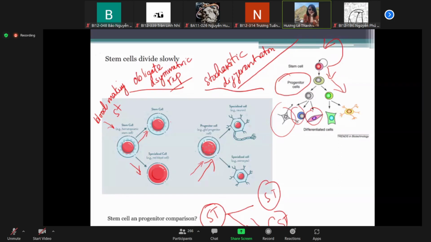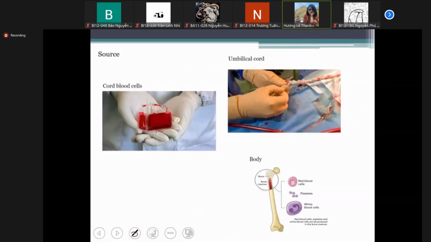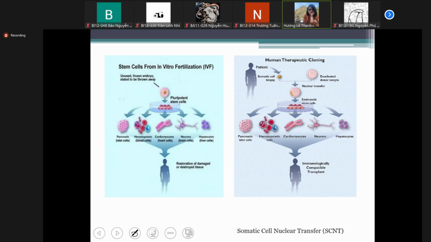And for the sources of stem cells, we can take them from cord blood, the umbilical cord, and from the body, maybe by extracting from the bone marrow, which has numerous hematopoietic stem cells, or we can take them from IVF, in vitro fertilization.